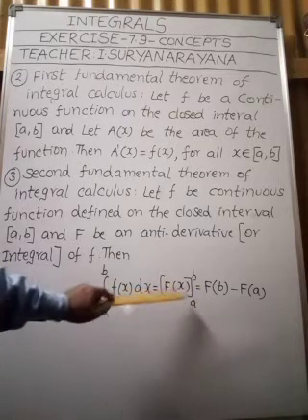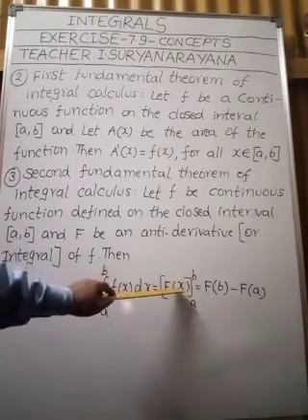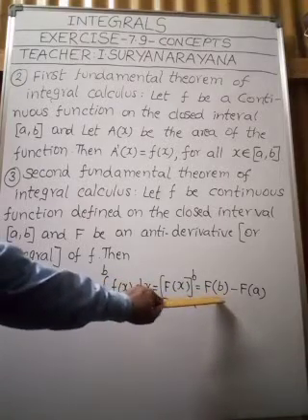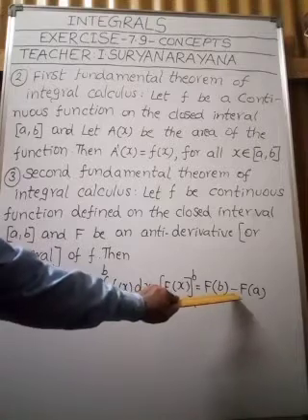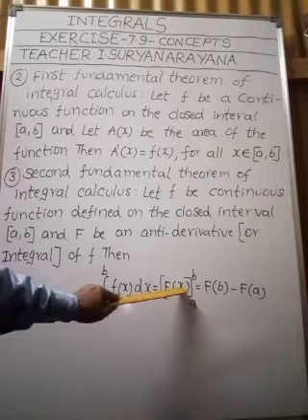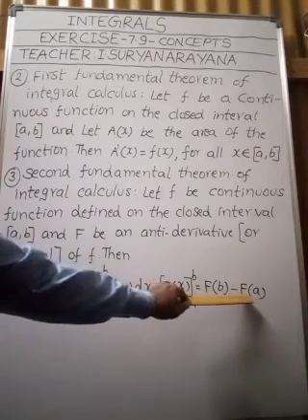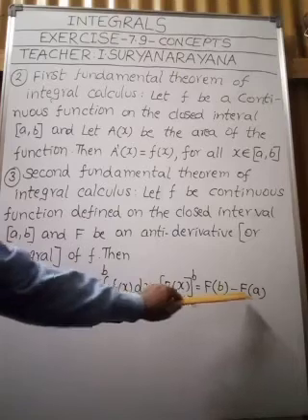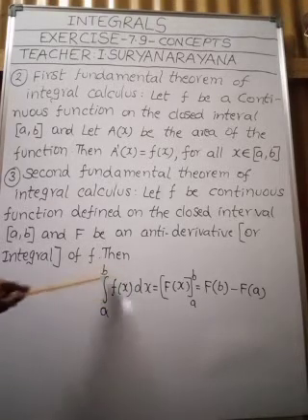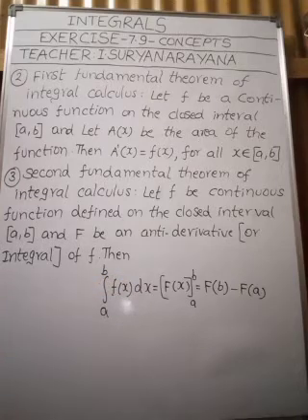So in this function, first we substitute b in the place of x. Then we get F(b). In the same function, substitute a in the place of x. Then we get F(a). Then we find F(b) minus F(a). We get a numerical value, and that numerical value is nothing but the definite integral of the given function. Understood this point, my children? Right.